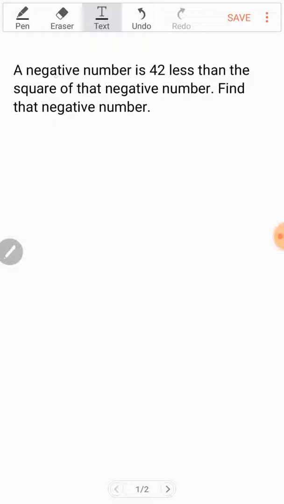So this problem says that a negative number is 42 less than the square of that negative number. Find that negative number.